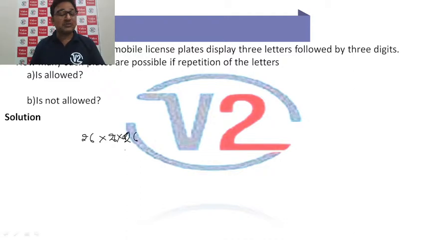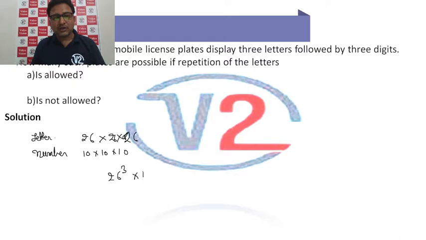Now, it means we are not arranging the letters, we are simply putting them. So that is 26 into 26 into 26, and this is for the letters, and the number is 10 into 10 into 10. So we have allowed that 26 cube into 10 cube is our answer. Okay, so this is the answer if repetition is allowed.